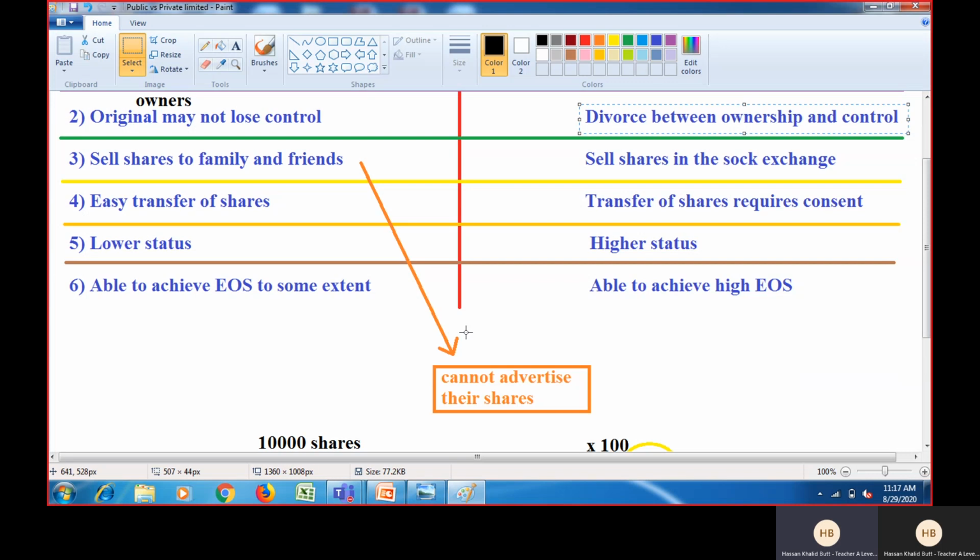Okay, and remember, when I say advertisement of shares, it is not about advertisement of products. Private limited companies are able to advertise their products. There is no restriction, same as with a public limited company. The only restriction is that they cannot advertise their shares, right? So it's not about advertisement of products. Do not get confused regarding that concept, although we'll discuss that in the slides to come.